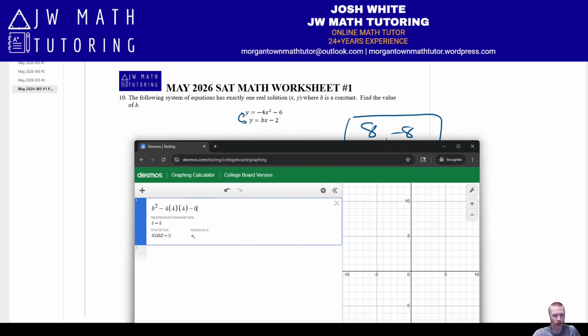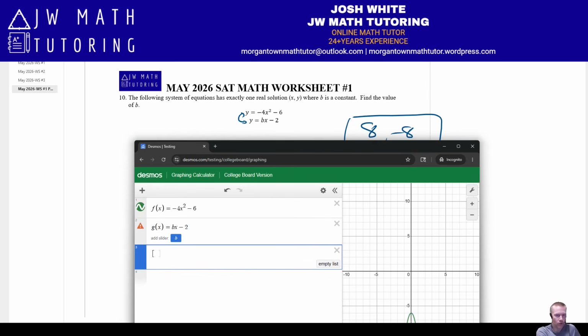But for the whole problem, I would use what I call the derivative method, which is negative 4x. So first function is f of x, second function is g of x. This will find the value of a constant or constants when you want a quadratic and linear function to intersect exactly one time.